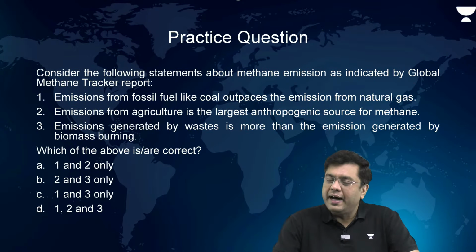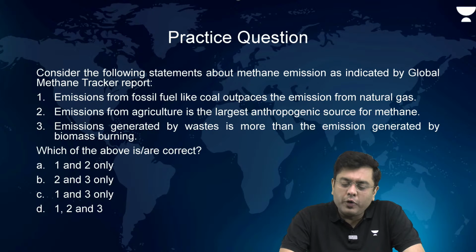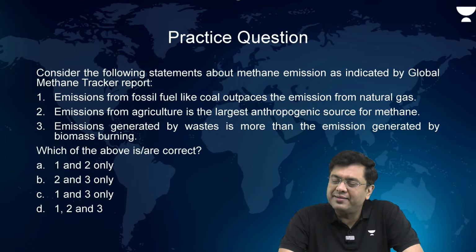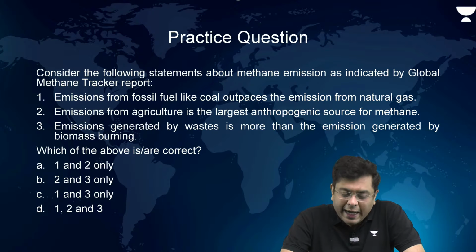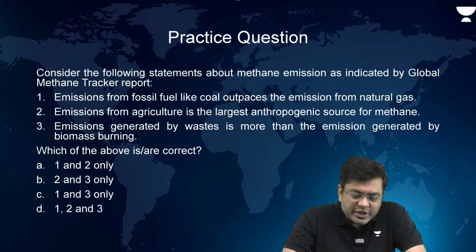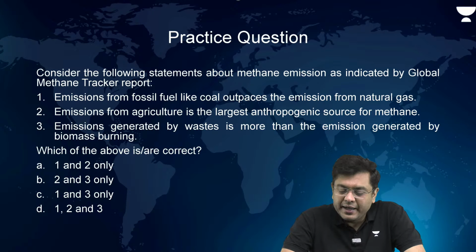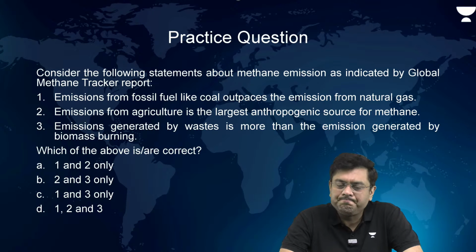Now let us take a look at the question. Consider the following statements about methane emissions as indicated by the Global Methane Tracker report. Emission from fossil fuel like coal outpaces the emission from natural gas. Emission from agriculture is the largest anthropogenic source for methane. Emission generated by wastes is more than the emission generated by the biomass burning. Which of the above is or are correct here?